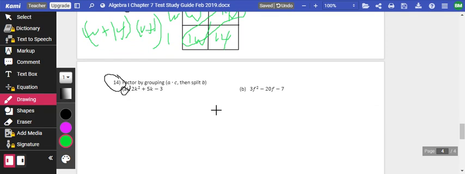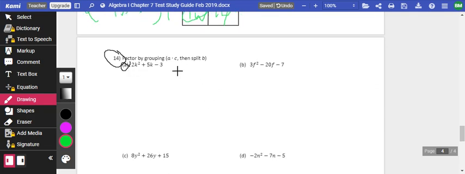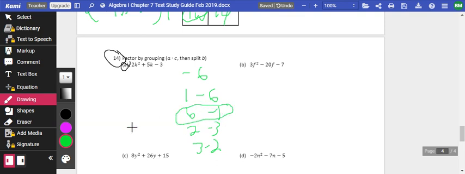Here we're going to do it by grouping, which we've done before. Remember, 2 times negative 3 is negative 6. What things multiply to give us negative 6? We've got 1 and negative 6. We've got 6 and negative 1. We've got 2 and negative 3. We've got 3 and negative 2. Which ones add together to give us 5? 6 and negative 1 do.